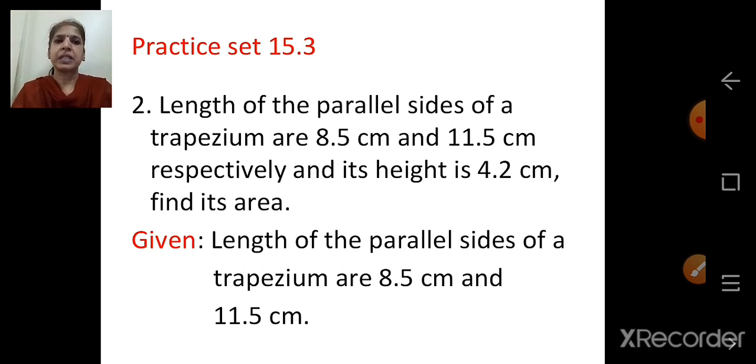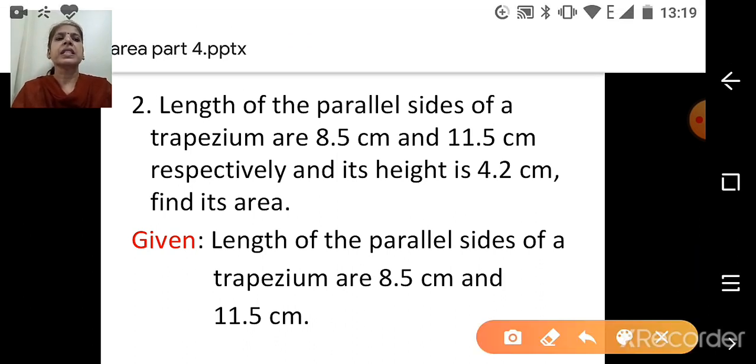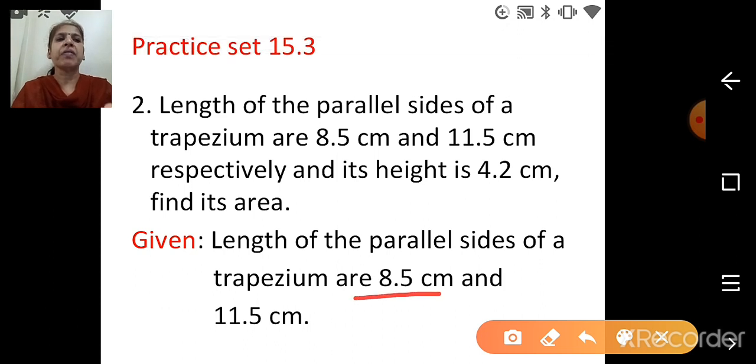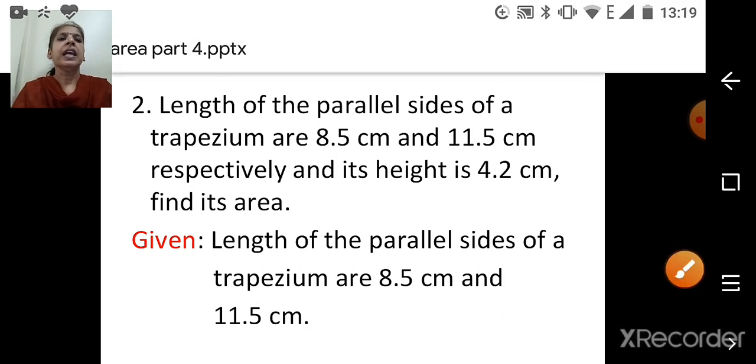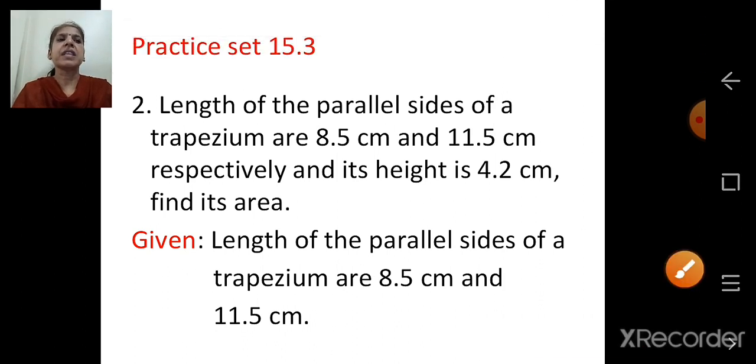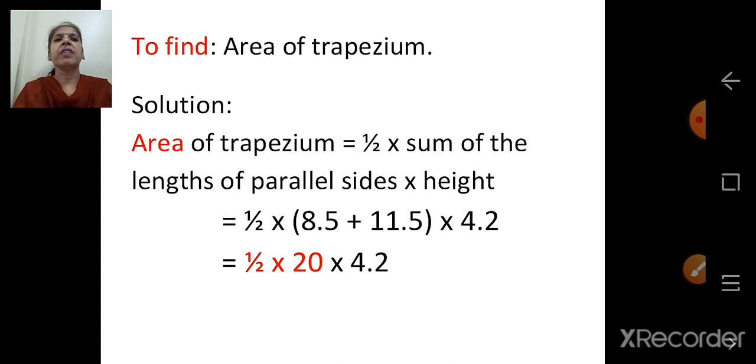So we'll solve the sum. First, given. What is given? Length of the parallel sides of a trapezium are 8.5 cm and 11.5 cm. This is given. What we have to find? We have to find the area of trapezium.